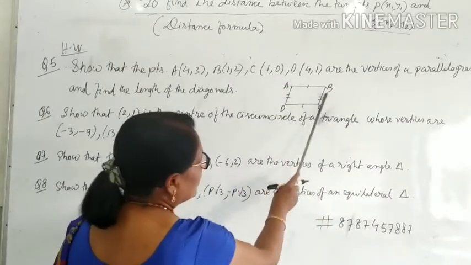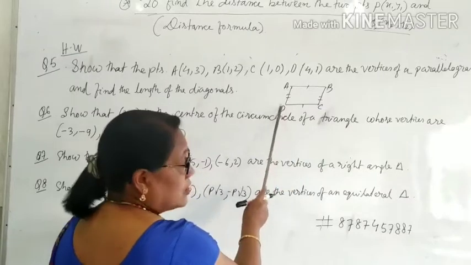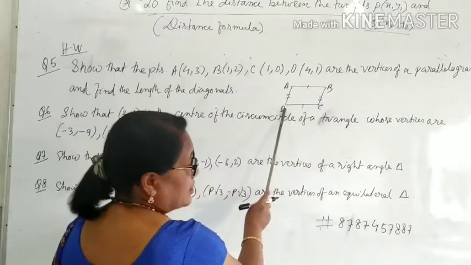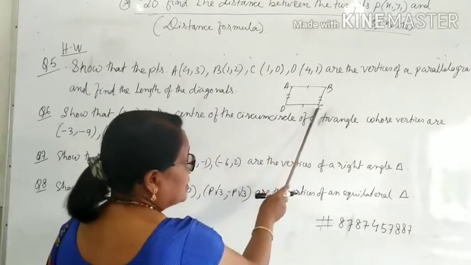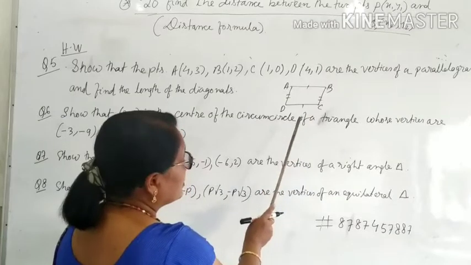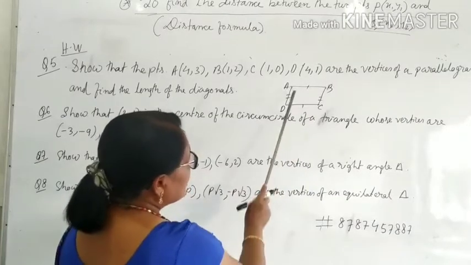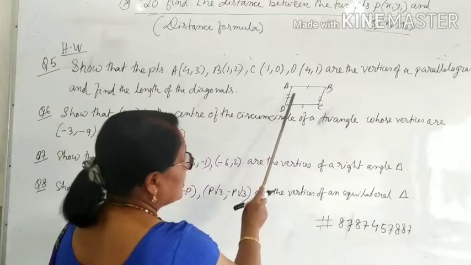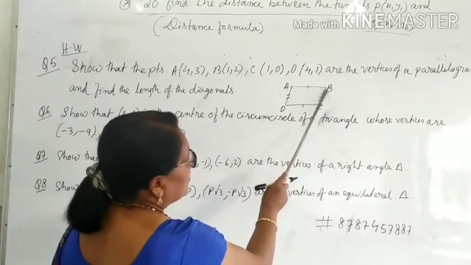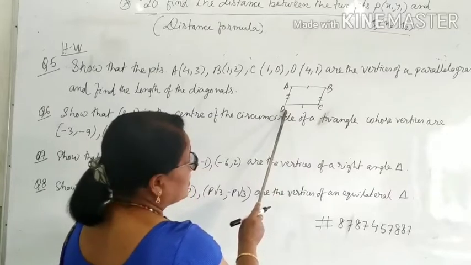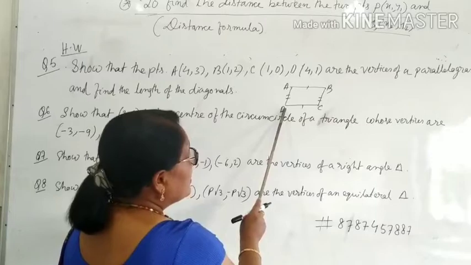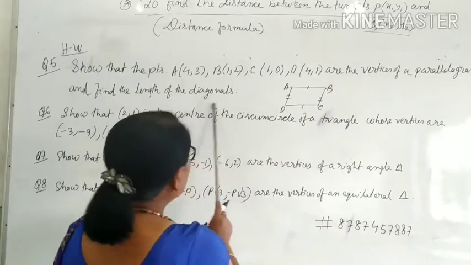Since AB and CD are opposite sides, AB equals CD, and AD equals BC, so A, B, C, D are the vertices of a parallelogram. And then we find the name of the diagonals.